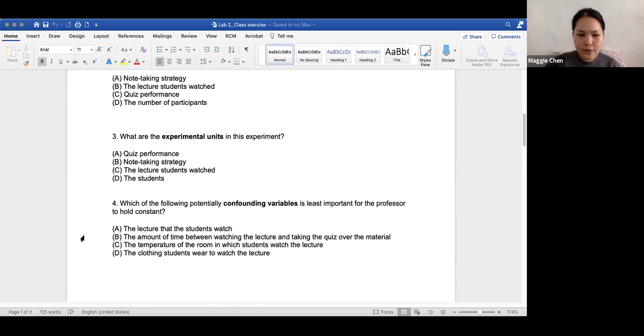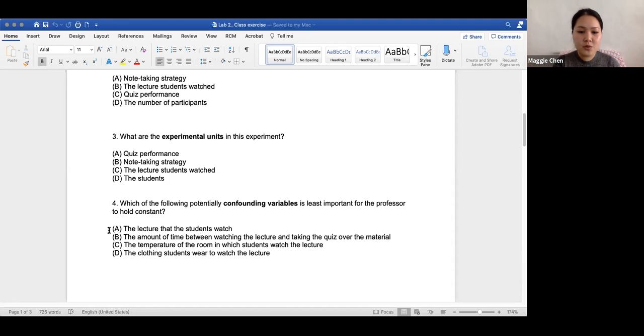So if we're looking at our options, we have A, the lectures that the students watch. If we change the lecture that the students watch, would the quiz performance change? I think it's pretty important that one of the things to keep constant would be what they're watching, so that we can track their quiz performance at the end. So it's pretty important, and we probably wouldn't want to change A.